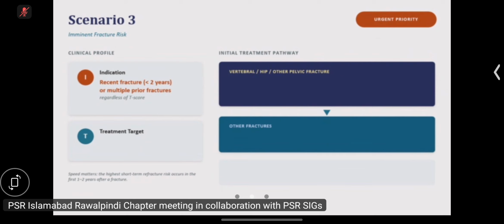So the third scenario pertains to patients who have an imminent fracture risk. And here the indication is a history of recent fractures in the preceding 2 years or a history of multiple fractures in the last 10 years. So this is a high risk group. And here, the treatment target is not minus 2.5. Here, we have to aim for a maximal rapid reduction of fracture risk, and anabolic first therapy should be considered.